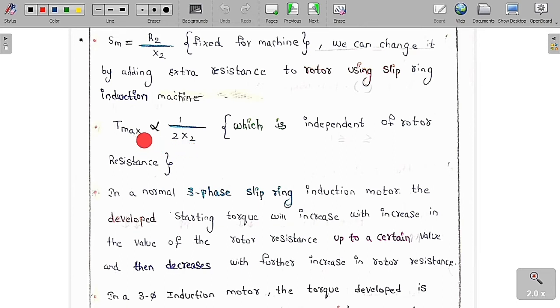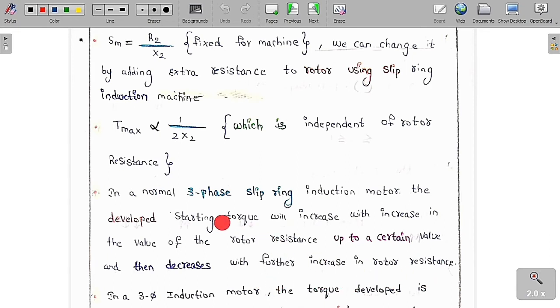So maximum torque is inversely proportional to 2 X2, which is independent of the rotor resistance. So maximum torque is always independent of the rotor resistance. Even if you change the rotor resistance, the starting torque may vary, but the maximum torque will always be constant. In a normal three-phase slip ring induction motor, the developed starting torque will increase with the increase in the value of the rotor resistance up to a certain value, and then decreases with further increase in the rotor resistance.